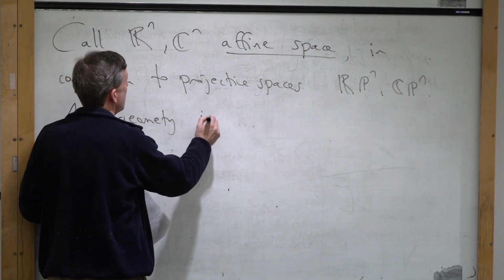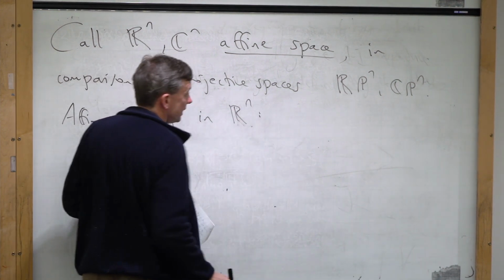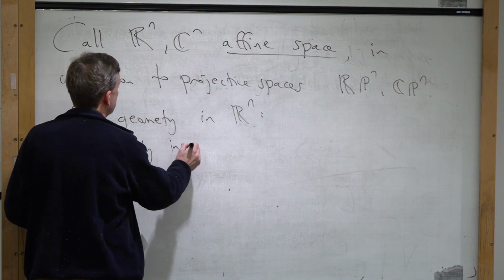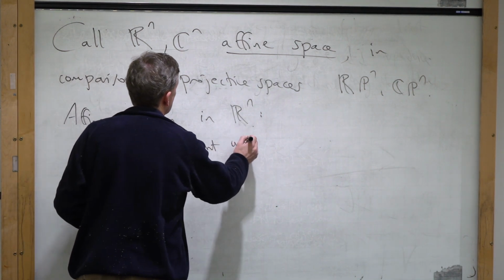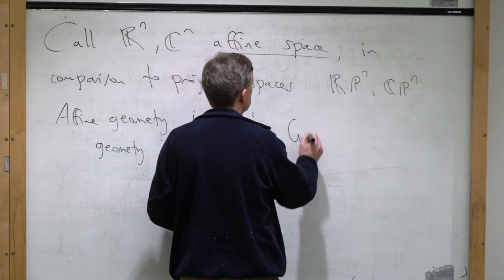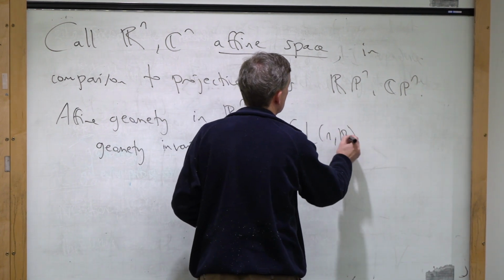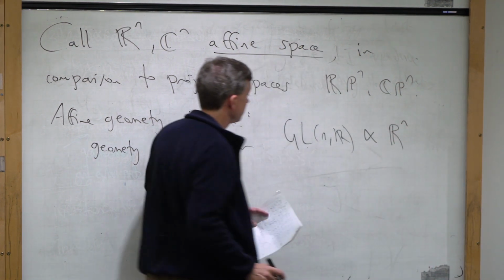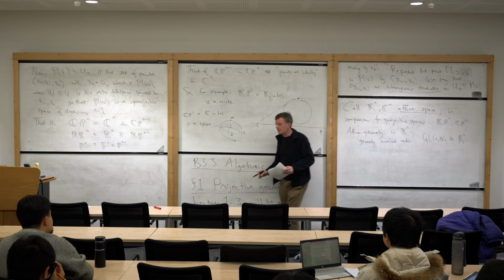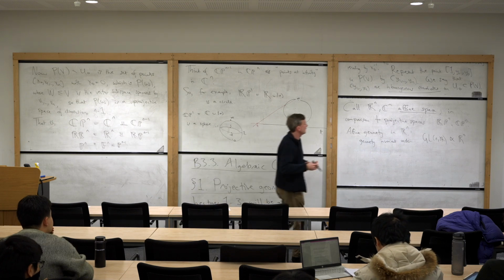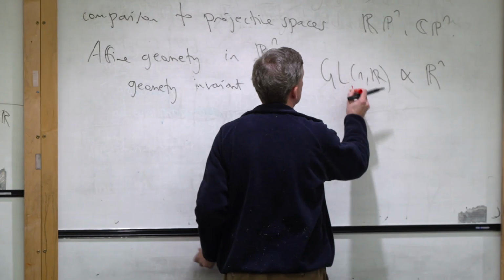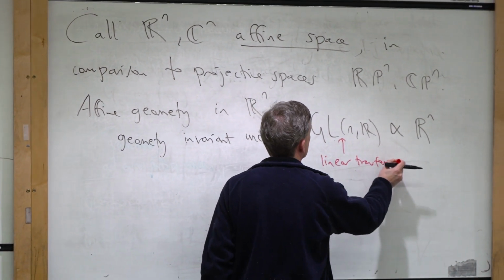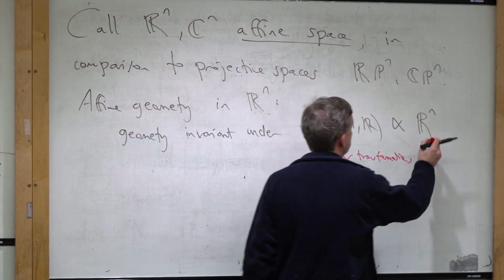let's say in R^n, it's kind of geometry invariant under the group GL_n(R), but also extended by R^n, where these are the linear transformations and these are the translations.